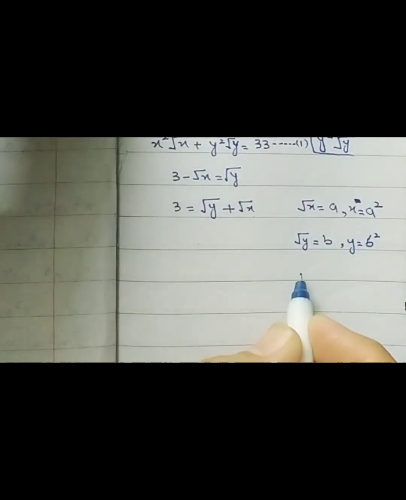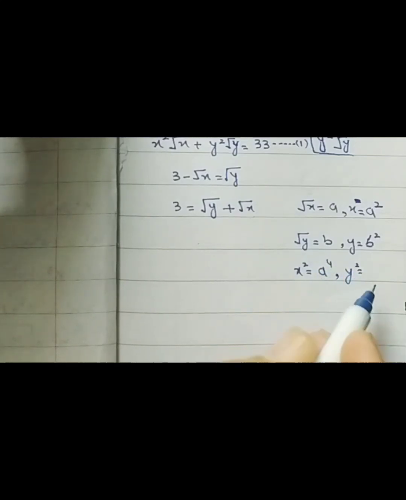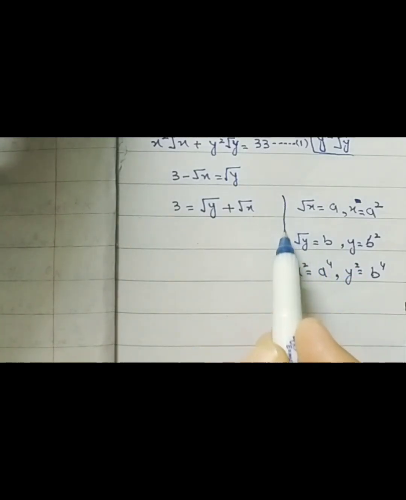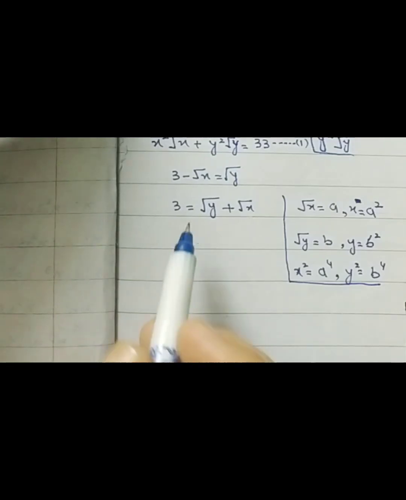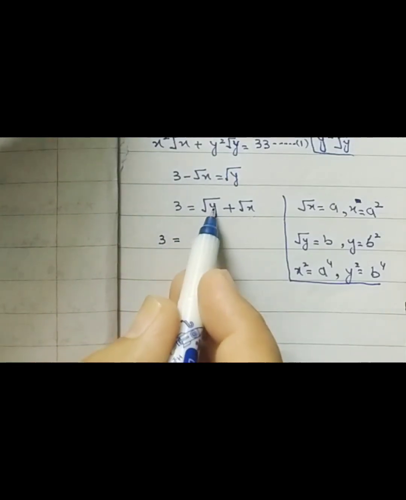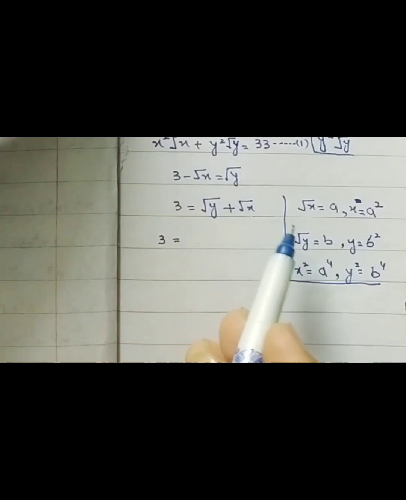So now we have x square is equal to a power 4. If x is equal to a square, then x square will be equal to a power 4 and y square will be equal to b power 4. So now just matching our above equation, a power 5 plus b power 5 is equal to 33. Now taking our equation once again, 3 is equal to square root y plus square root x.